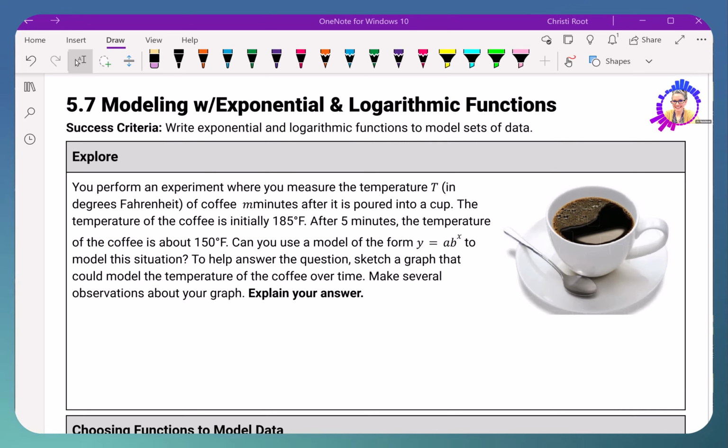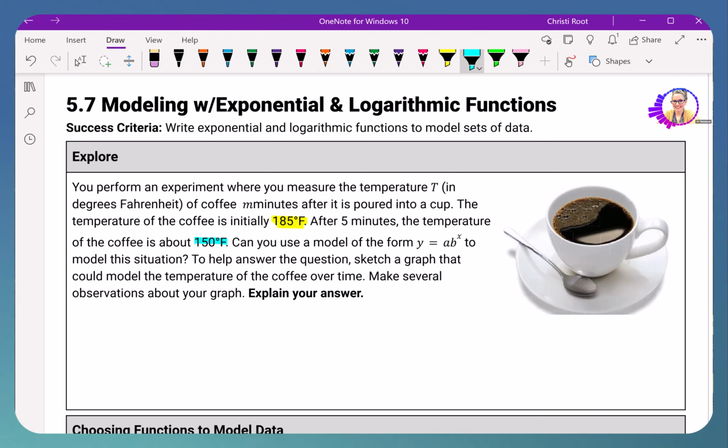You can perform an experiment when you measure the temperature of coffee in minutes after it's poured into a cup. The temperature of a coffee is initially about 185 degrees Fahrenheit. After about 5 minutes, the temperature of the coffee is about 150 degrees. So that is after 5 minutes. Can you use the model in the form of y equals ab to the power of x? That is going to be either a growth or a decay. Can you use that to model the situation?